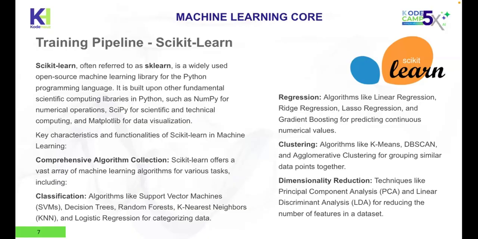Okay. So you can do linear regression with scikit-learn very easily. You have what we call ridge regression. You have what we call lasso regression and gradient boosting for predicting continuous numerical values. Then you also have clustering algorithms, like we've already mentioned k-means clustering, DBSCAN, agglomerative clustering, for grouping similar data points. Then dimensionality reduction using principal component analysis, PCA, linear discriminant analysis, LDA, and all of that.